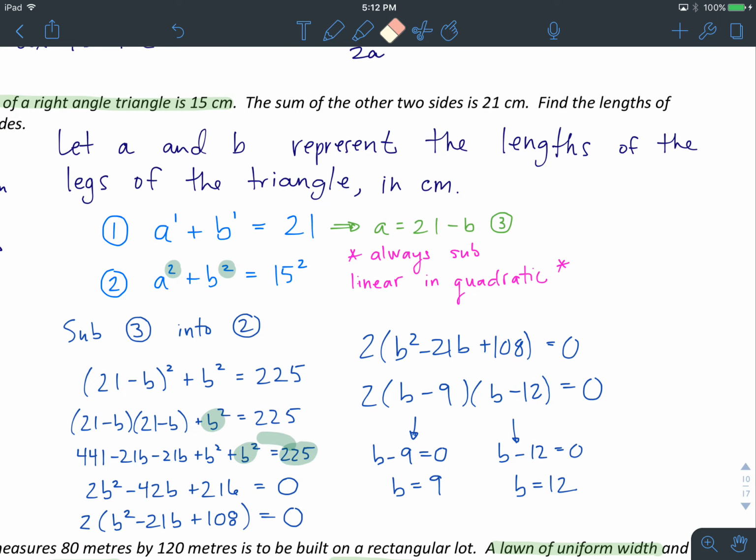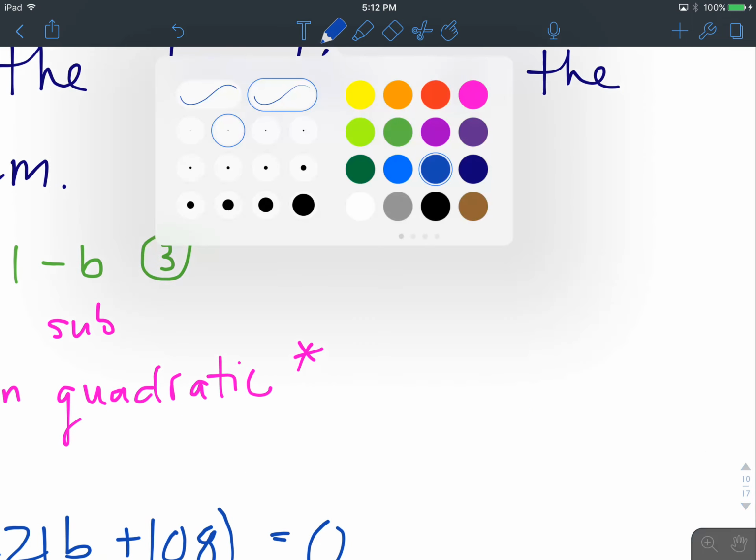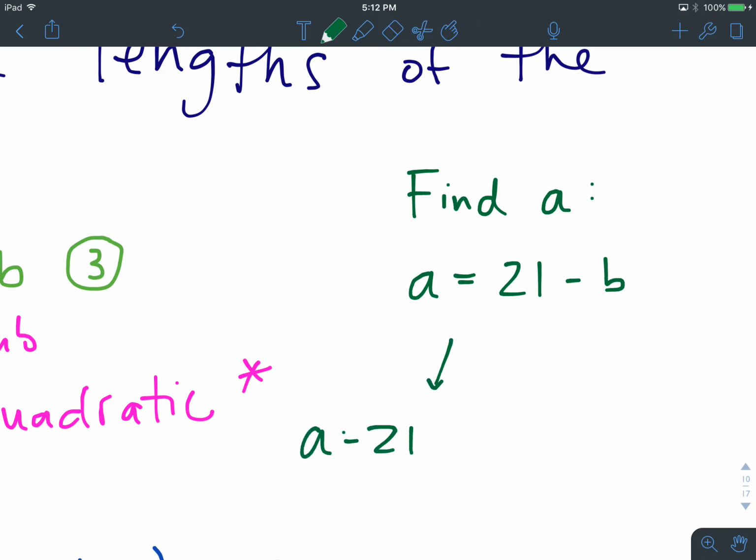So now, I'm running out of space, but I'm going to squish it in here somehow. We are going to find a. And remember, we have two different scenarios now for this. So a is equal to 21 minus b. So our first possibility is a is equal to 21 minus 9. And our second scenario is a equals 21 minus 12.